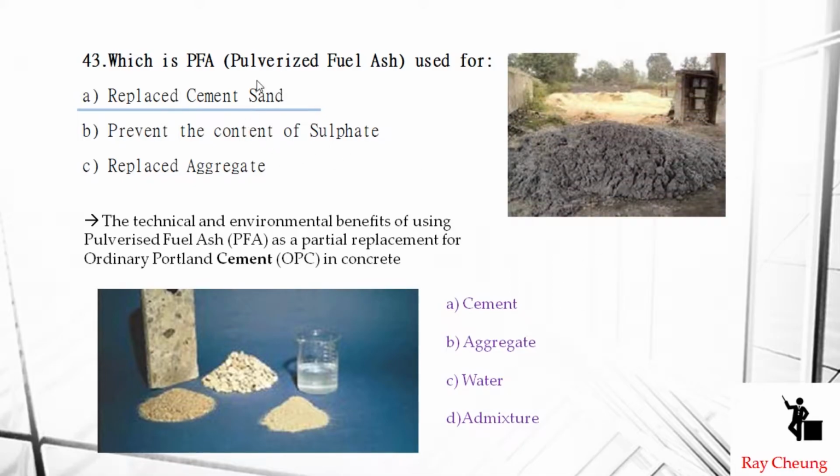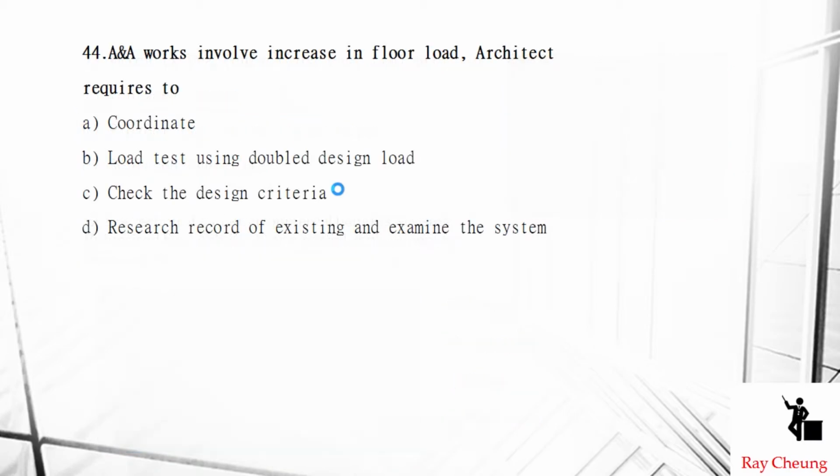And the PFA is something like a construction material. They can replace the cement and sand, and that means the concrete is much cheaper. And this is most likely the common way we do it in Hong Kong.